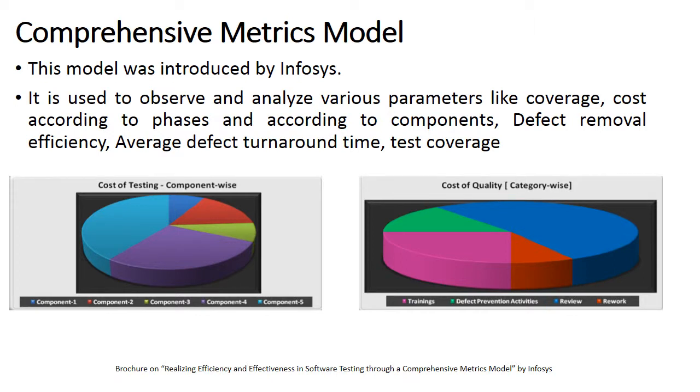And here is another tool from Infosys. This tool is called Comprehensive Metrics Model. This tool is used to observe and analyze various parameters like coverage, average defect turnaround time, test coverage, defect removal efficiency, and cost according to phases and according to components.